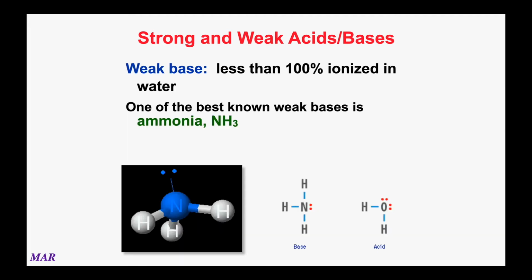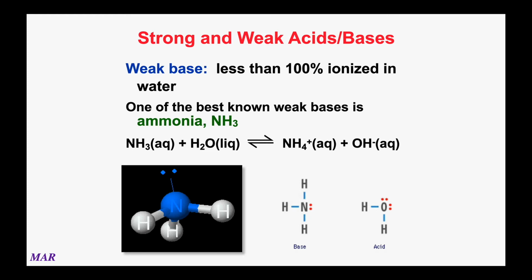A weak base, then, is just a base, something that creates hydroxide, but it's much less than 100% ionized. And in these kind of systems, you would use an equilibrium symbol. And one of the best known weak bases is ammonia, NH3, which we've been dancing around. Ammonia doesn't have a hydroxide in the formula. There's no oxygen at all. But when it reacts with water, it can make hydroxide, and that's what makes it a base. Ammonia acts as a base in solution by accepting a proton from a water molecule. This liberates a hydroxide ion and results in a basic solution.